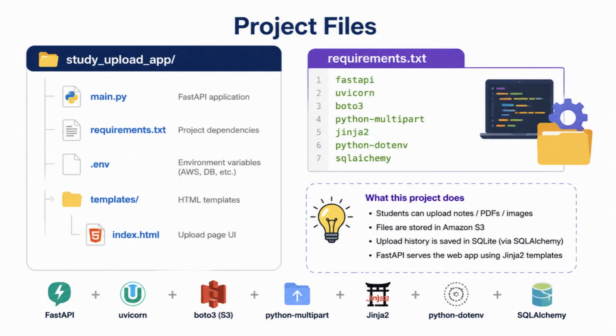Here's our project structure. The main logic lives in main.py. The requirements.txt file lists all the Python libraries we need. The .env file stores our AWS settings, and the templates folder contains our HTML pages. Keeping everything organized makes the project easy to develop and deploy.